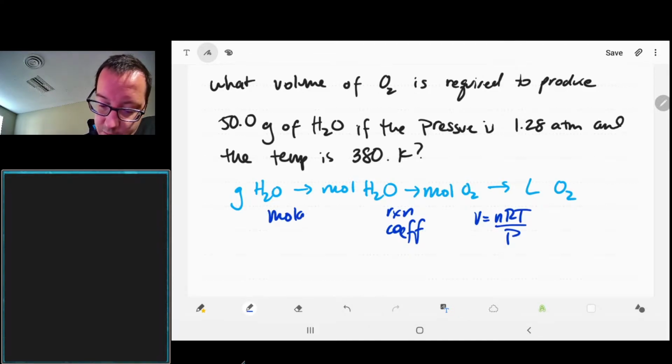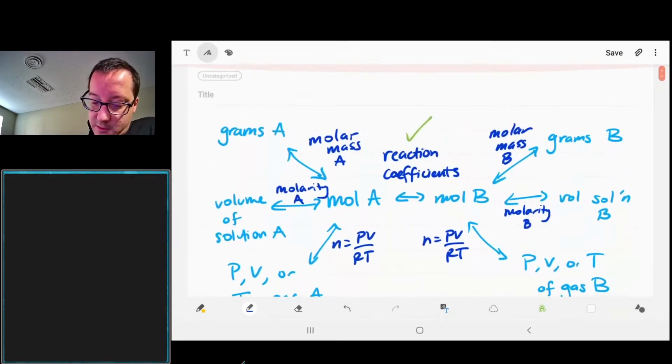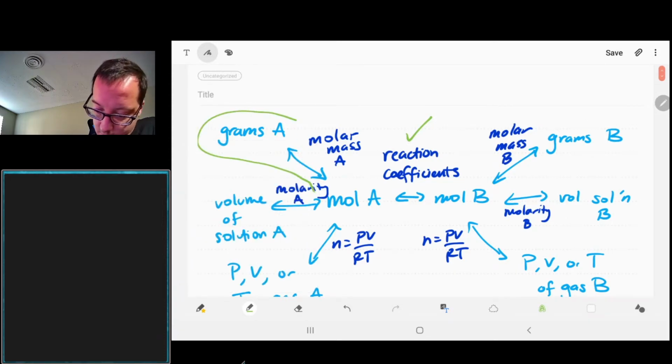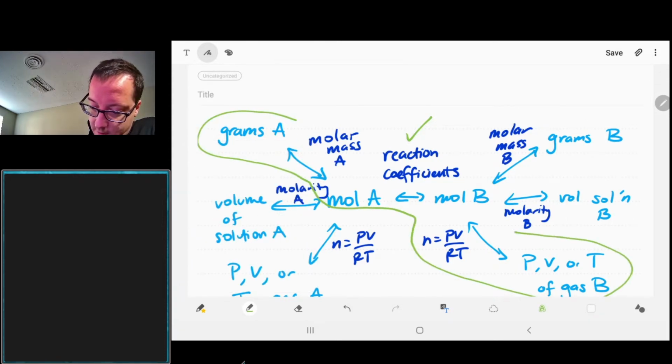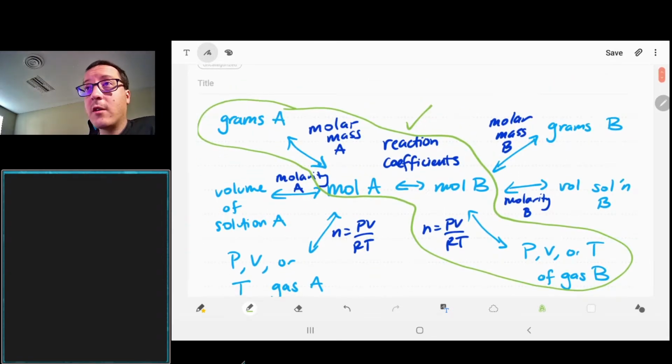And here we have the molar mass of the water that we're going to be using. Of course, if we look on our chart, this is what we're doing. This time we're going directly diagonal. So we're going from grams of water to moles of water to moles of oxygen to, in this case, volume of oxygen. That's a gas. All right, so we're kind of going through this middle pathway.